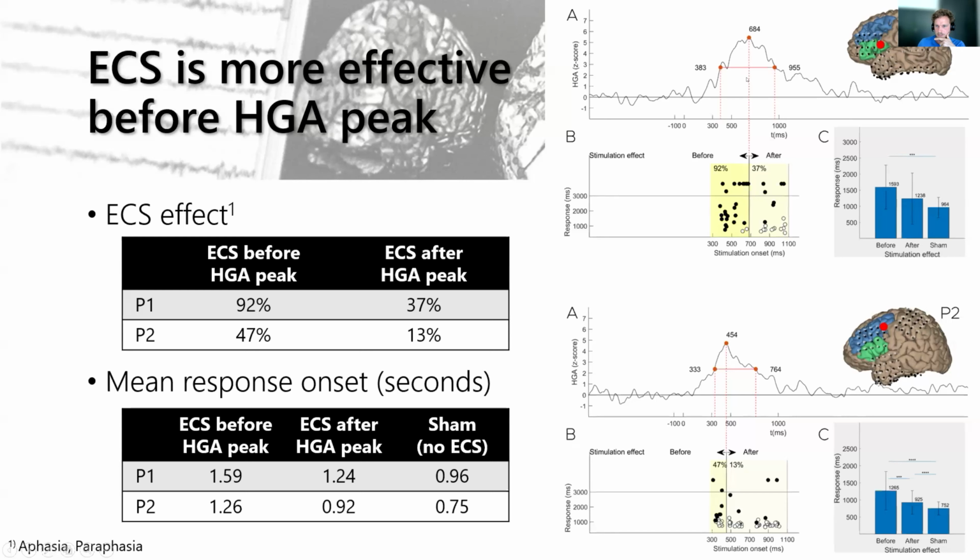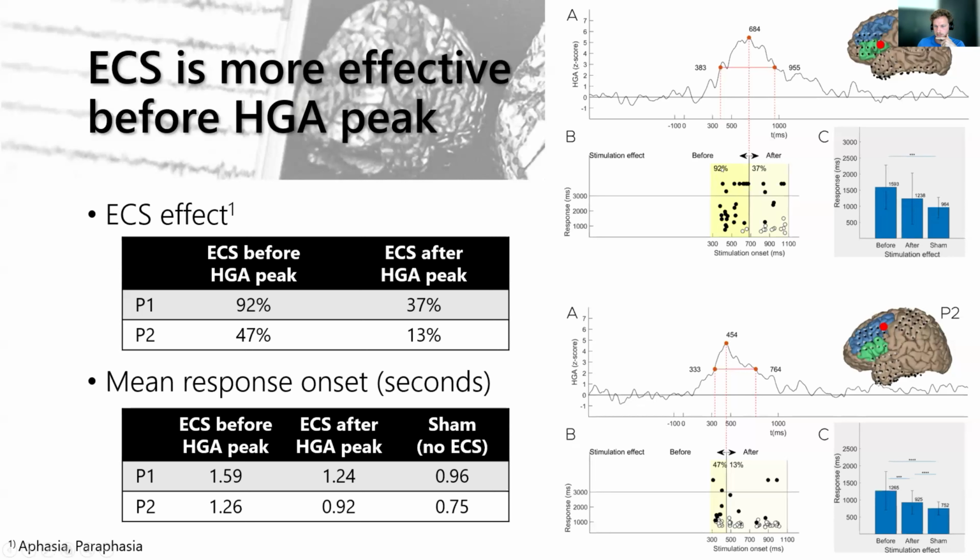So what was interesting here, and this is the main observation, is that if you start the ECS stimulation before the high gamma activity peak, you have much more effect with ECS on the behavior than if you do it afterwards. So this is the relation between the black and white dots here. When you start stimulation before a high gamma activity peak, you can see many black dots, right? And a black dot means that we have an ECS effect, meaning that there is no response at all, or there is a speech disturbance, notably.